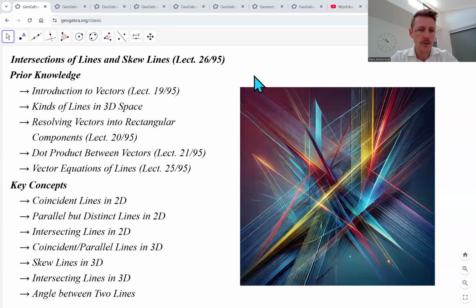All right, the fun continues. Previously we looked at vector equations of lines. Now we're going to look at intersections of lines and skew lines. So this is lecture 26 of VCE Specialist Maths Units 3 and 4.